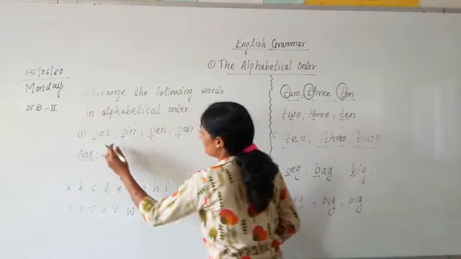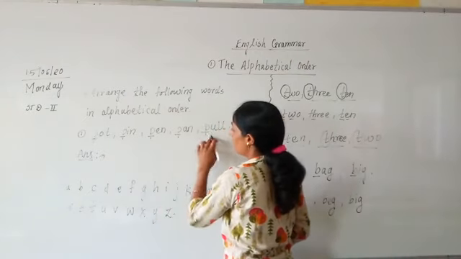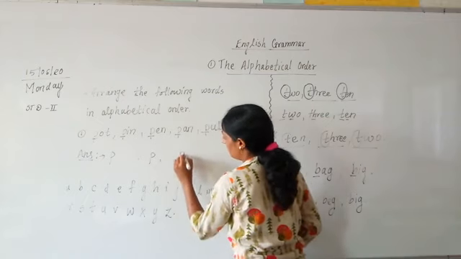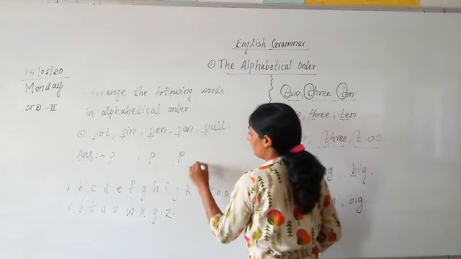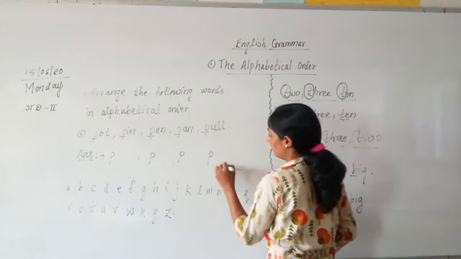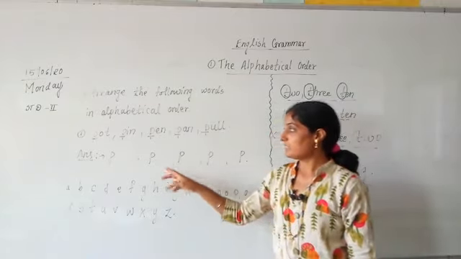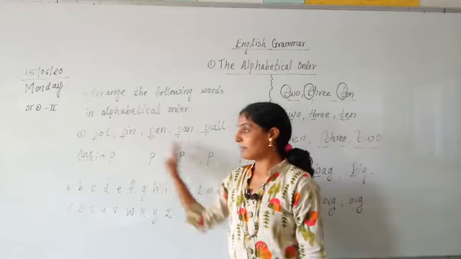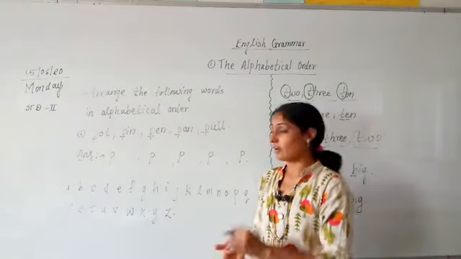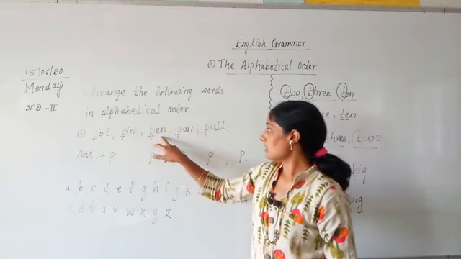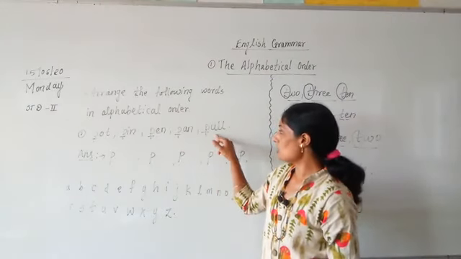Now everywhere P is there. How many P's are there? 1, 2, 3, 4, 5. I will write down first, second, third, fourth, and fifth. Now, when I write down all the P's, the first letter is everywhere P. Now I am going to see the second letter. Which is the second letter? Here O is there, I is there, E is there, A is there, and U is there.